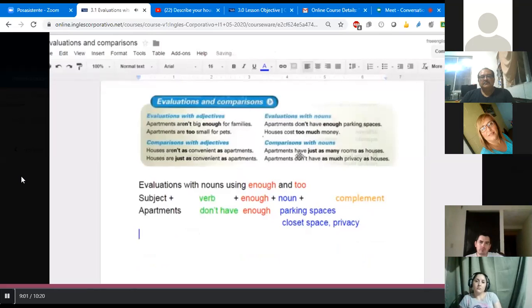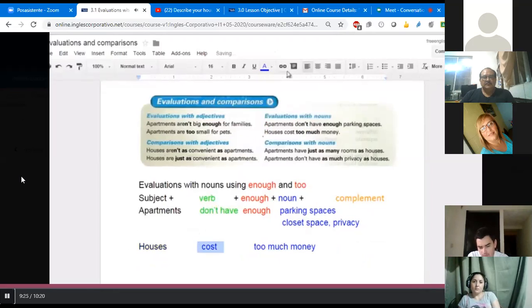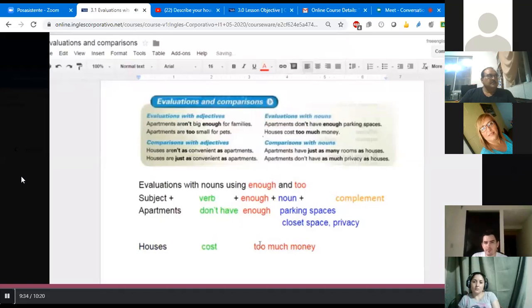So in this case, I'm going to take that example there. Houses, this follows the verb, so that continues to be the same. We are no longer going to include the word enough. So in this case, we're going to use too much money, right? Houses cost too much money. So I'm going to follow the pattern there. Houses cost, that follows the verb. And then in this case, I want you to notice what happened. So we include too much money.